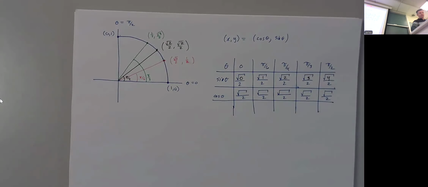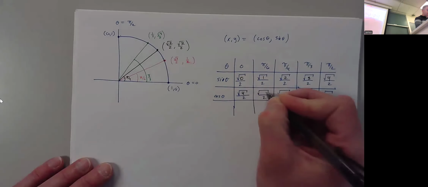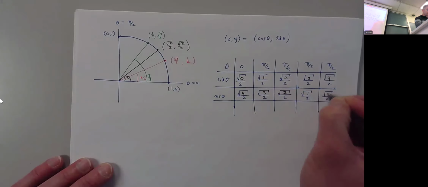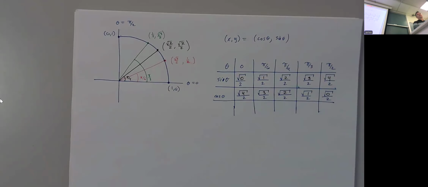And then for cosine, it's backwards. 4, 3, 2, 1, 0. This really works for some people. I think it's super neat personally.